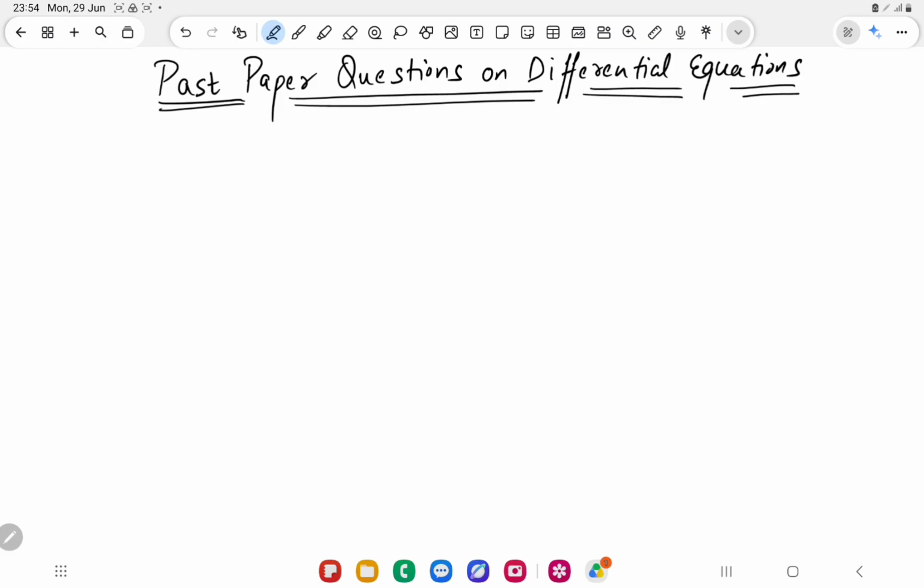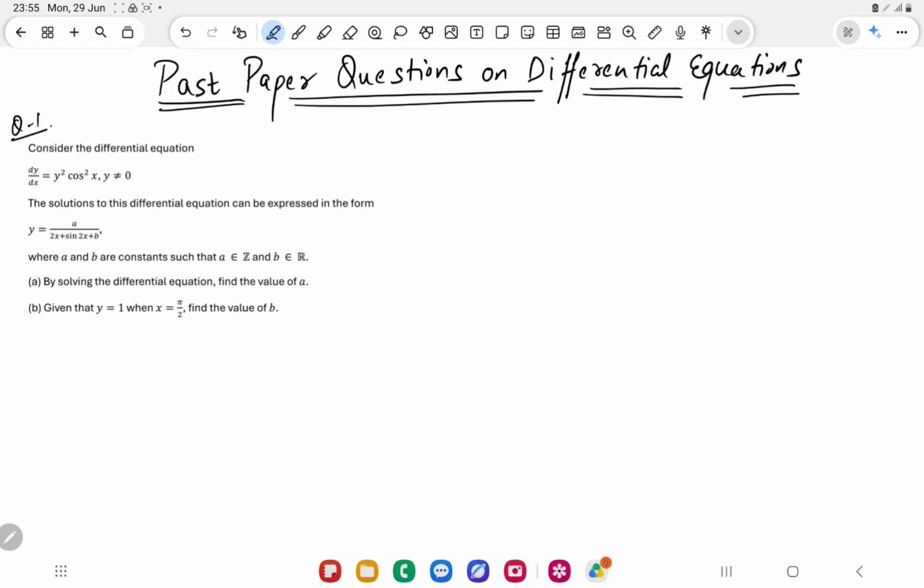Today we will be solving some past year paper questions on differential equations. This is part 2 of solving differential equations. You can go back to part 1 and see the detailed explanation. So let's start with the question.